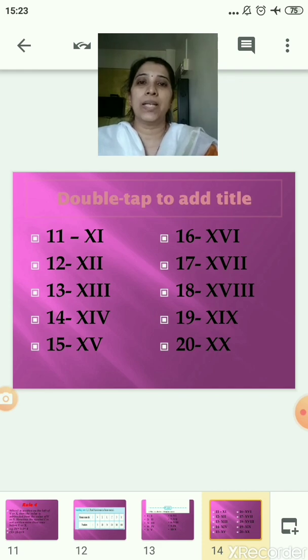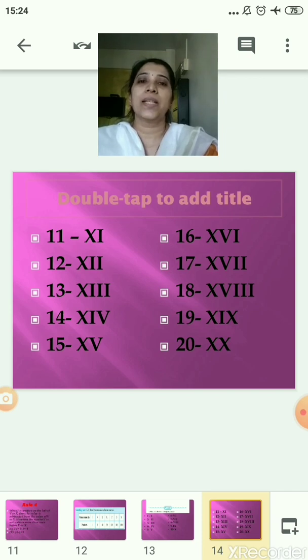So for the number 11, you will write it as capital letter X and capital letter I. For the number 12, you will write it as capital letter X and 2 times capital letter I. For 13, you will write the capital letter X and then 3 times capital letter I. For 14, you will write the capital letter X, then capital letter I and then capital letter V.